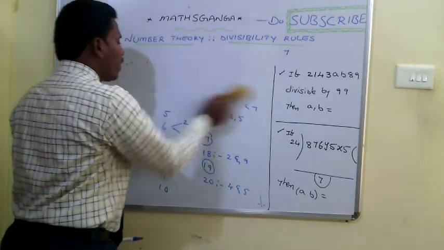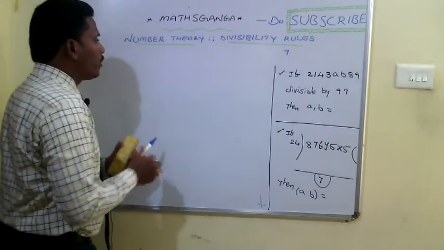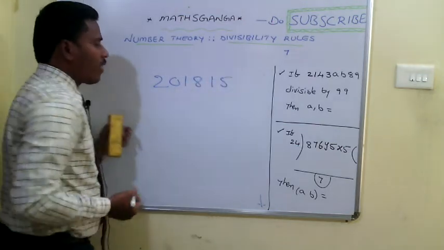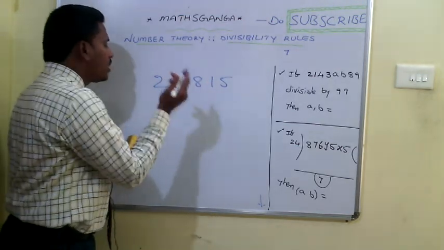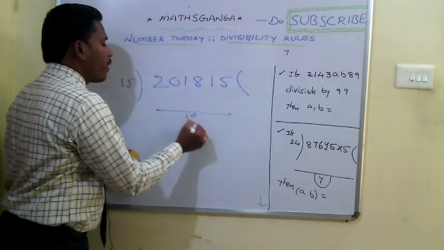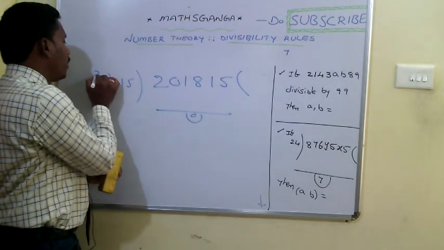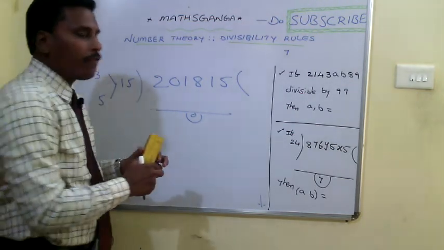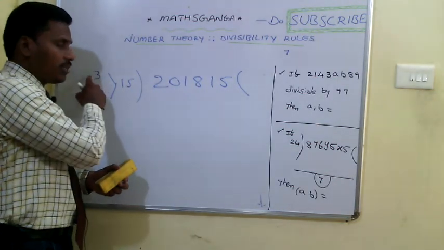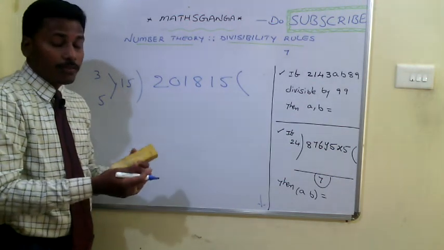For example, if anybody asks you to check whether the number 201815 is divisible by 15 or not, we need to check whether it leaves remainder 0 or not. To check the divisibility rule for 15, we need to observe the divisibility rules for 3 and 5. If this number is divisible by 5 as well as 3, then this number is divisible by 15, otherwise it is not divisible by 15.